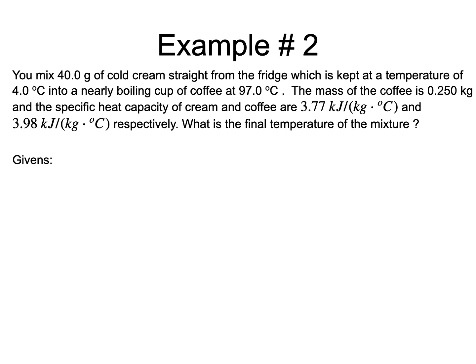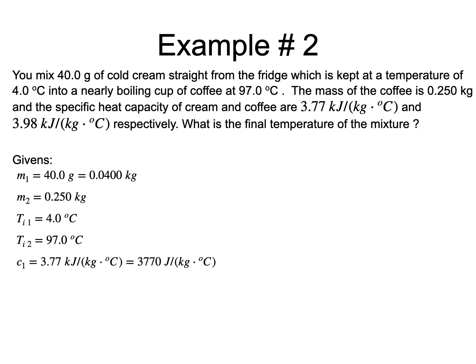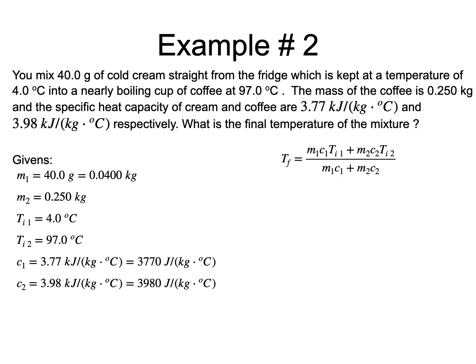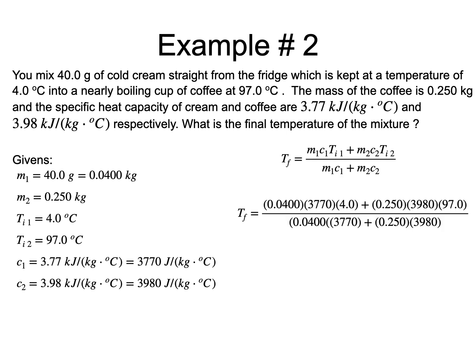But we have the mass of the cream, M1, the mass of the coffee, M2, the initial temperature of the cream, Ti1, the initial temperature of the coffee, Ti2, the specific heat capacity of the cream, C1, and finally the specific heat capacity of the coffee, C2. This is a case where the formula derived in the previous slide is applicable. Substituting the givens gives this.